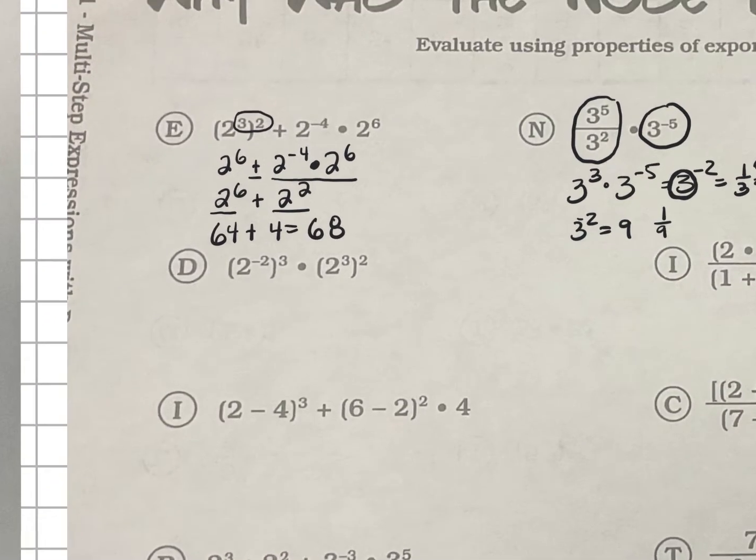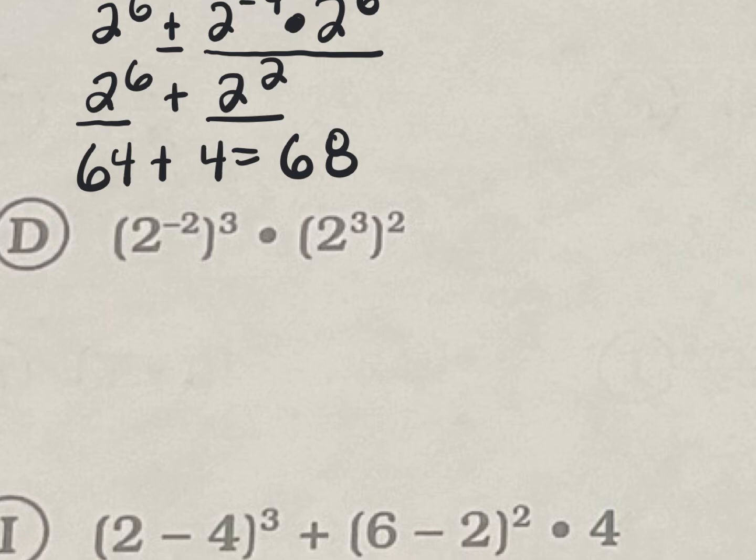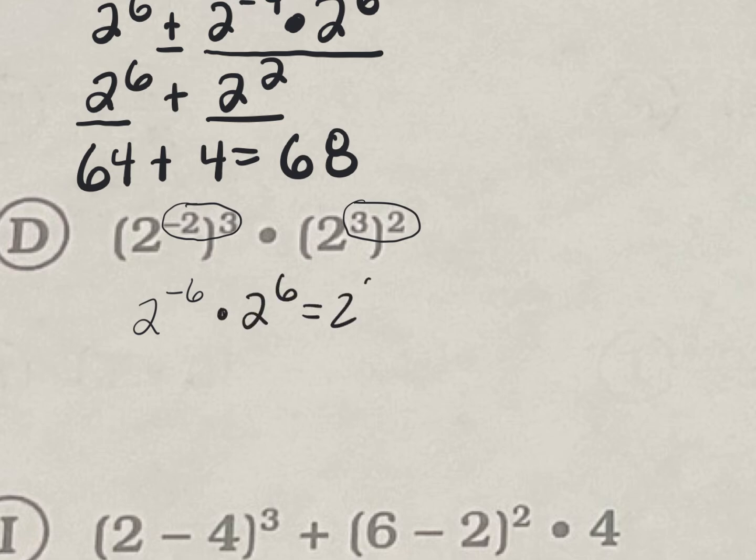Okay, let's see. This one's pretty simple. Multiply these guys. We do exponents first. So 2 to the negative 6 times 2 to the 6th. This is multiplication, so we add them. This is 2 to the 0th. Anything to the 0th power is just 1.